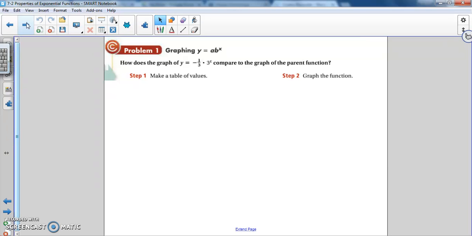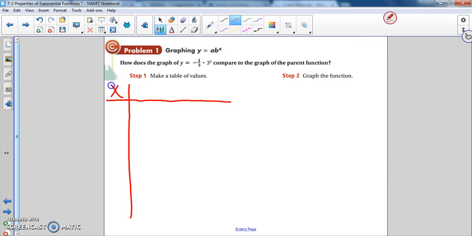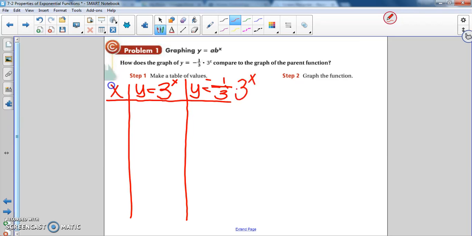So how does the graph of y is equal to negative 1/3 times 3 to the x power compare to the graph of the parent function? Step 1, we are going to make a table of values. For x, we're going to have y is equal to our parent function, which is 3 to the x, and y is equal to negative 1/3 times 3 to the x. We can do negative 2, negative 1, 0, 1, and 2 to plug in.